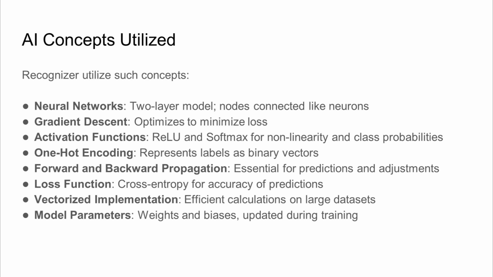To enhance computational efficiency, particularly with large datasets like MNIST, we implemented a vectorized approach. This method uses matrix and vector operations to perform calculations across all training examples simultaneously, rather than looping through each example individually. This significantly speeds up the training process and improves the scalability of our model.